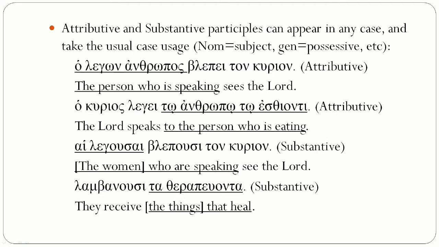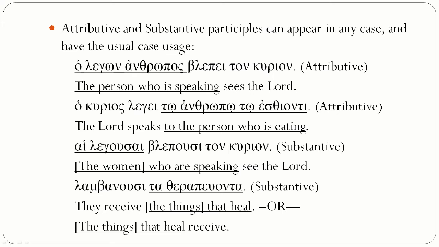You can also translate this as a nominative, which would get a little bit trickier, but grammatically it would be correct. You could say the things that heal receive. Again, not as nice of a sentence. That receiving kind of demands an object. But again, grammatically, that would be correct. So you'd have to try both of those. I very much prefer the top one there. They receive the things that heal.